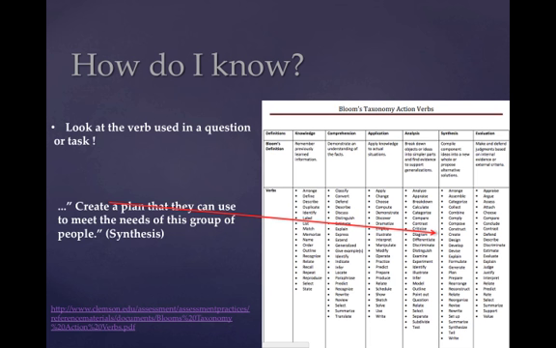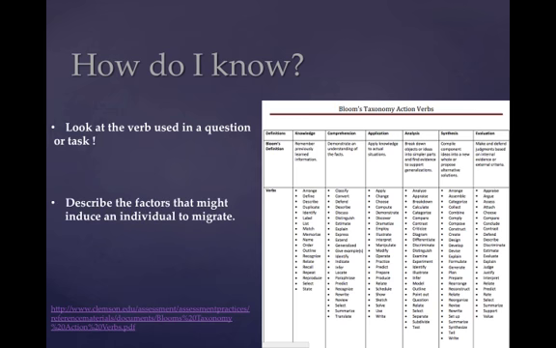So we see create, we should immediately start thinking, okay, this is a higher level thinking skill. They're going to want me to take information and use it in a new way and to create something new and different. Okay. We could look at the describe. So describe the factors that might induce an individual to migrate. So this was our comprehension or understanding level of cognitive process. And the verb there is describe, there it is under the comprehension category. So we can use these verbs to inform our decisions and our thinking about what these questions or tasks are asking us to do.